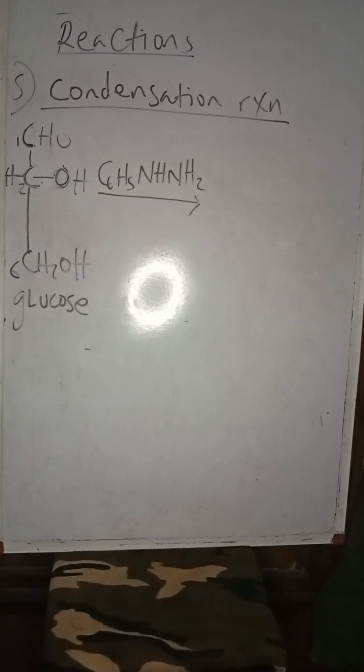So phenylhydrazine is represented like this. Phenylhydrazine is a phenyl group, C6H5, NH2. So one of the H in the hydrazine is replaced by a phenyl group. When glucose reacts with phenylhydrazine, we form what we call glucose phenylhydrazone, which is known as osazone. That's osazone formation.